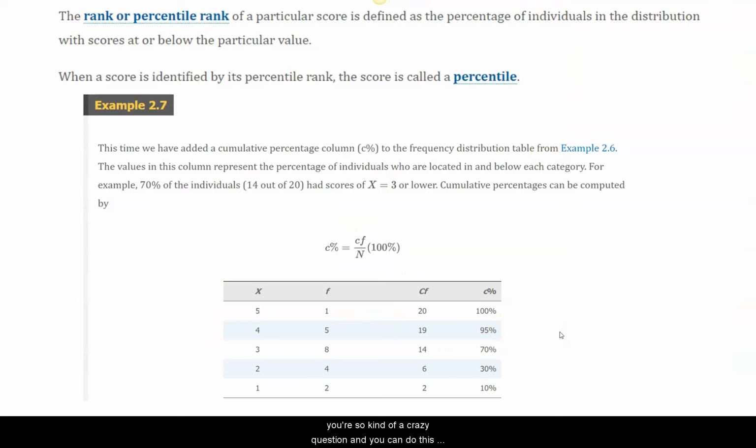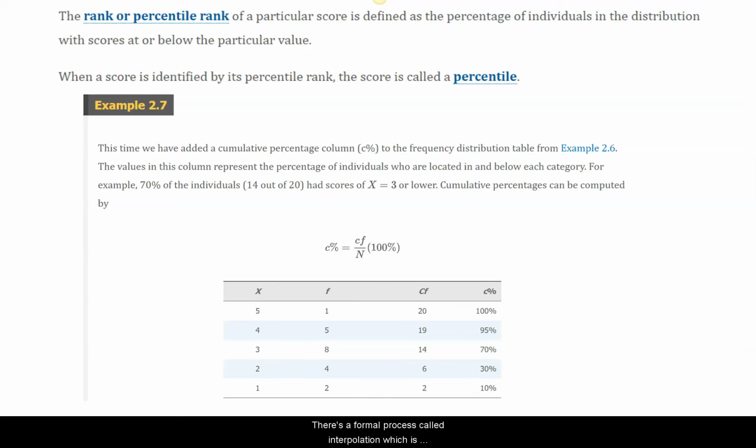Now, here's a kind of a crazy question, and you can do this in your head. Maybe I'll ask an extra credit question about it. Interpolation. If I looked and I saw that a score of 1.5, and again, we're using upper real limits, is at the 10th percentile, and a score of 2.5 is at the 30th, crazy question. What score would be at the 20th percentile? 1.5's at the 10th, 2.5's at the 30th. How would I ever go about answering that question?